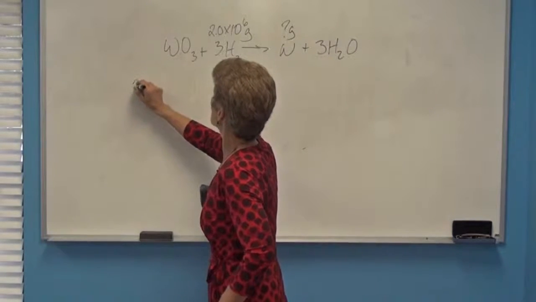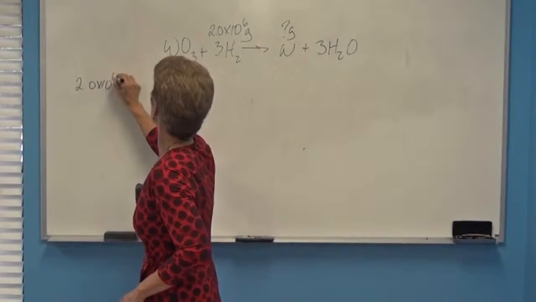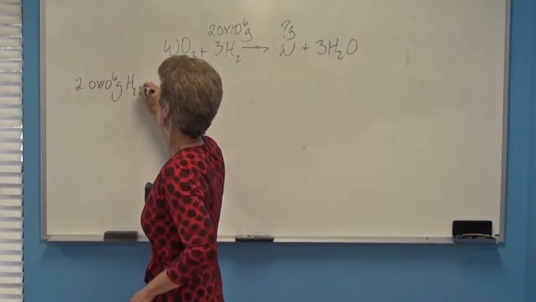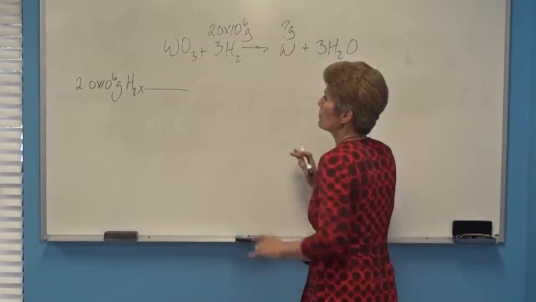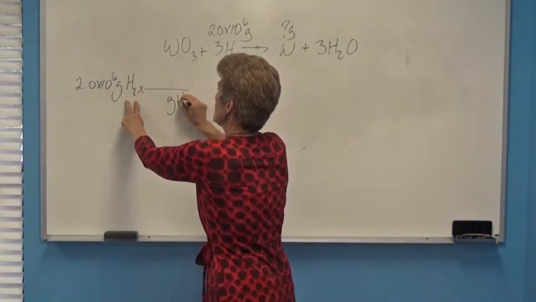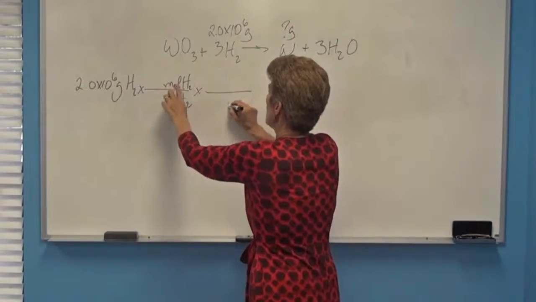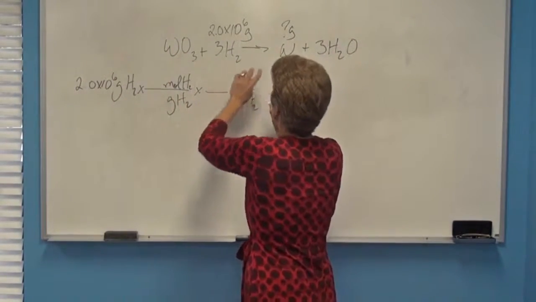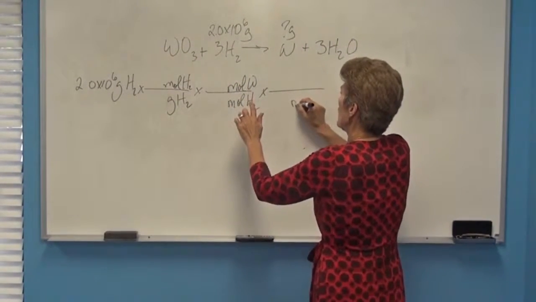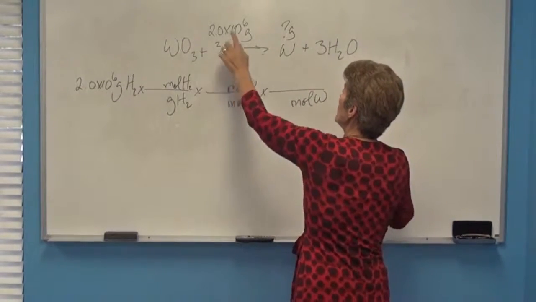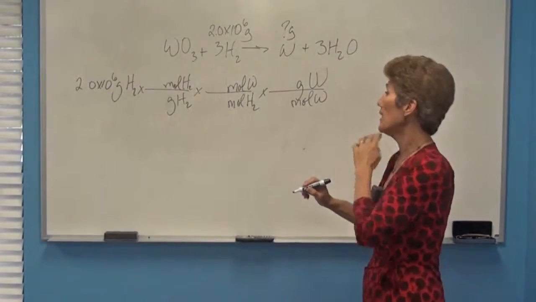I'm going to move over here so I have plenty of room. 2.0 times 10 to the 6th grams of H2 times line. We're going to go from grams to moles, moles to moles, moles to grams. Whatever's here always goes here, and I've got to go to moles of the same thing. Now whatever's here has to go here, but I'm going across the mole bridge. And then whatever's here has to go here. And now I get to go to the grams of the same thing. I can do it as long as it's the same thing, can't I?